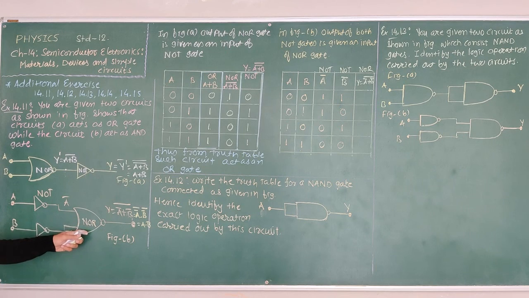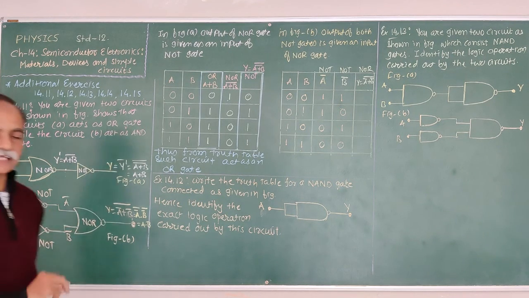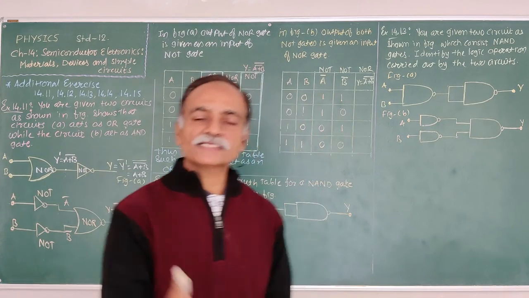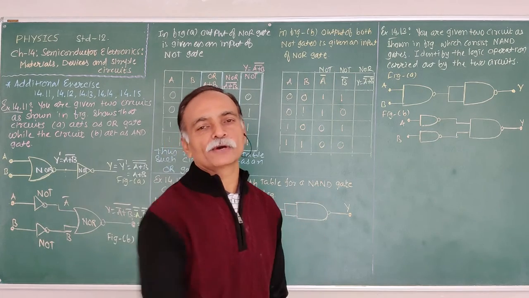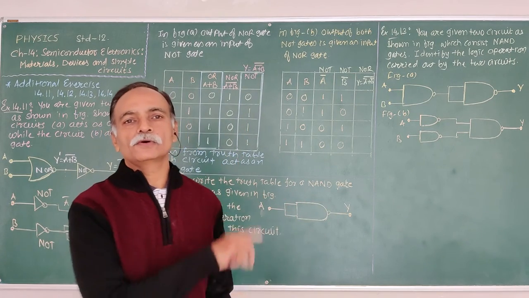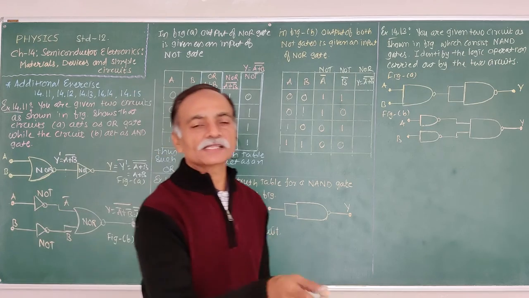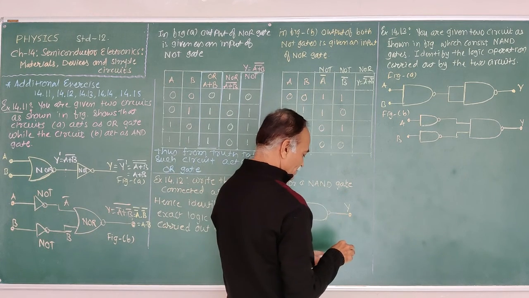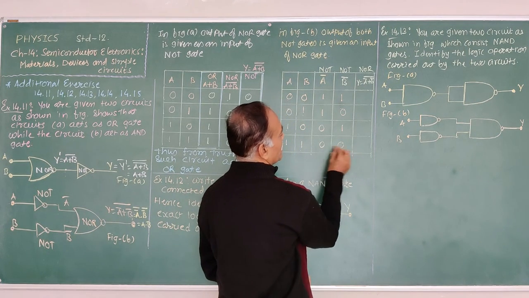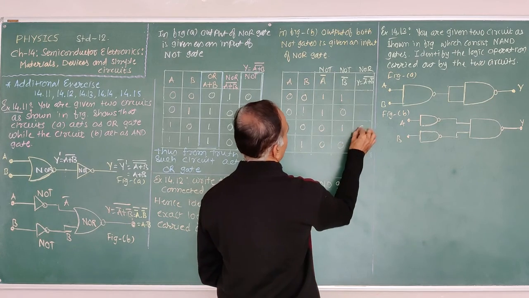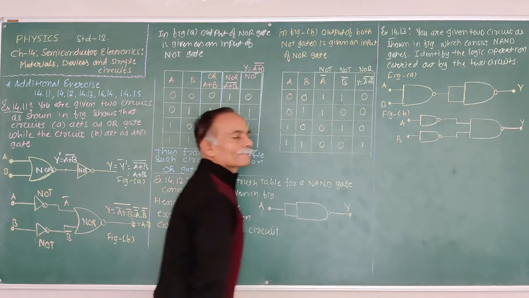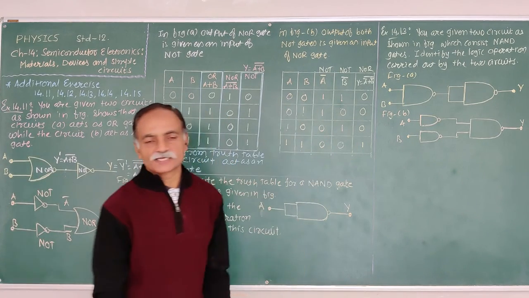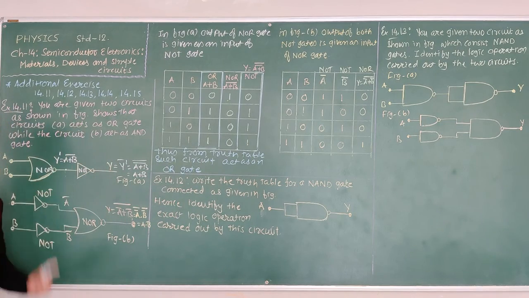Now, that is the NOR gate. The characteristic of the NOR gate is that if both inputs are 0, output is 1, otherwise 0. Both inputs are 0 here, therefore there is 1. Otherwise, 0. Only for the last combination here, both inputs are 0, therefore the output is 1 for the NOR gate.